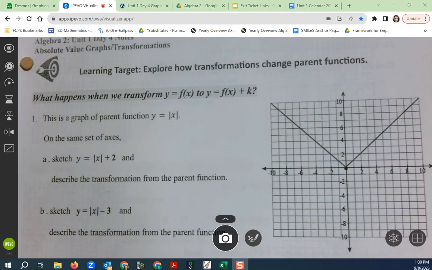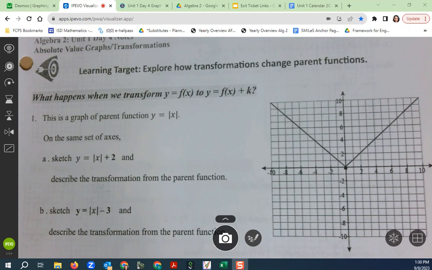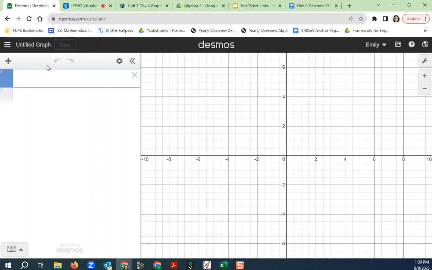Okay, so today is not going to be a lot of just listening to me talk, but I just want to get you started. So you're going to look at the first thing you need to do, which is y is equal to absolute value of x plus 2. And you're going to type it in here.